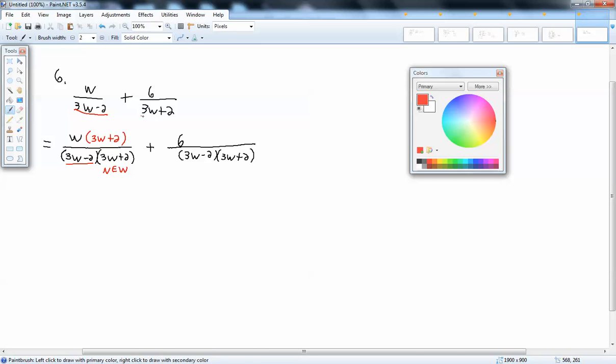On our second fraction, we had 3w plus 2. That's still there. The new item down below is a 3w minus 2. So whatever we put down there, we have to put up on top. Okay, w times 3w is 3w squared. w times 2 is 2w over our denominator. Plus 6 times 3w is 18w. 6 times negative 2 is negative 12 over our denominator.